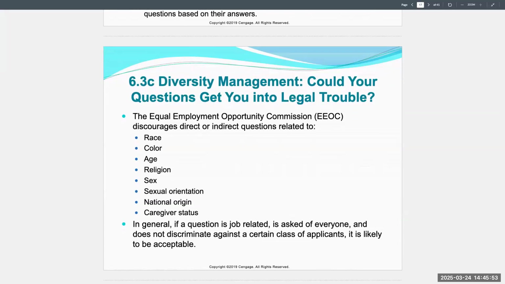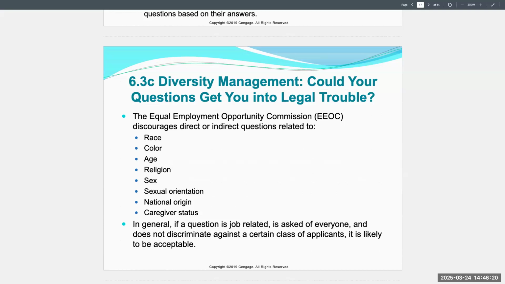One of the most overlooked aspects of interviewing is legal compliance, especially diversity, equity, and inclusion. The Equal Employment Opportunity Commission provides a clear guideline for what questions should not be asked in an interview. This is not a matter of fairness. It's a legal issue with serious consequences if ignored. Questions related to race, color, sex, religion, sexual orientation, national origin, or caregiving status can lead to charges of discrimination, even if they are unintentional.